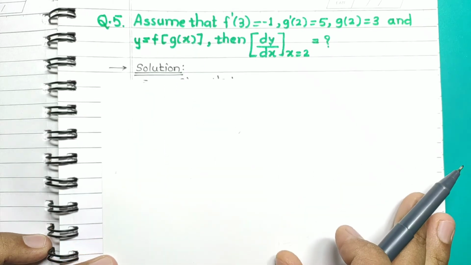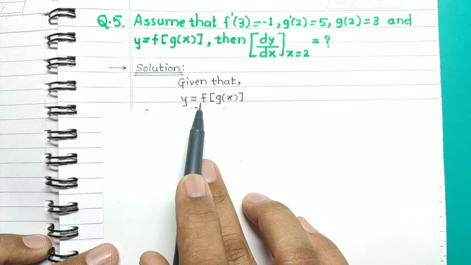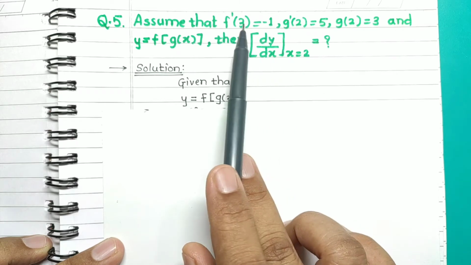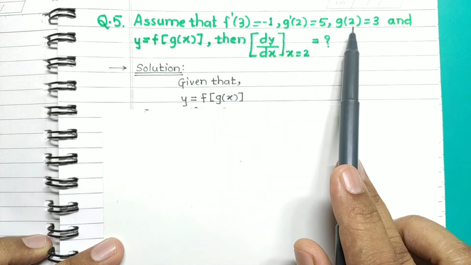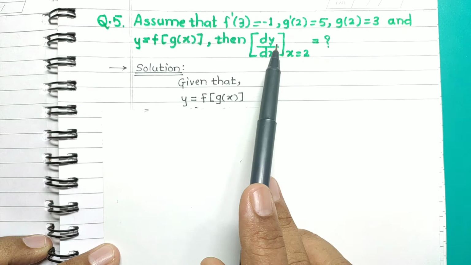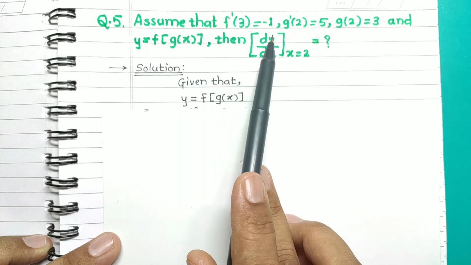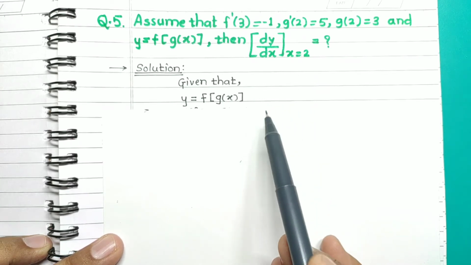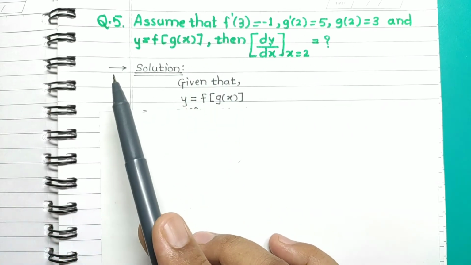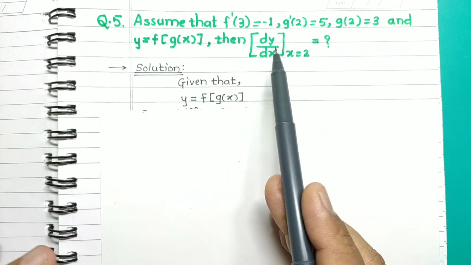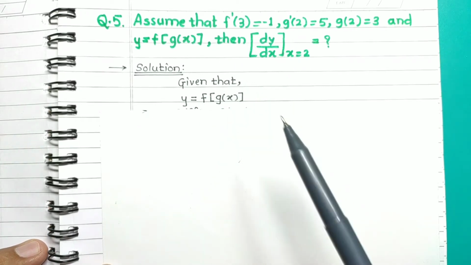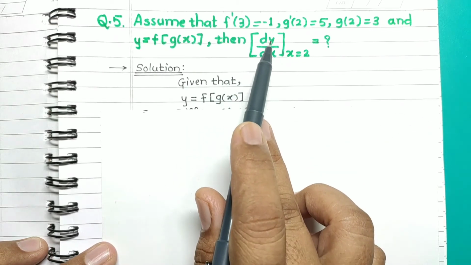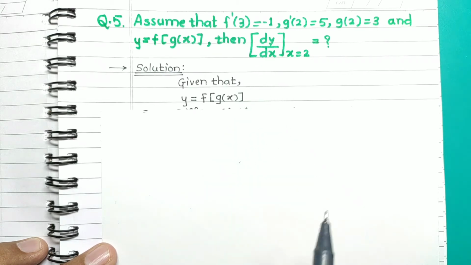In the solution, you write down that given function y is equal to f of g of x, and we are given these three values: f dash of 3, g dash of 2 and g of 2, and we have to find out the derivative of this function y at x is equal to 2. Okay, see here the question is like the fourth question, but here this notation is used. And for that we have to first find out the derivative of y, that is dy by dx.